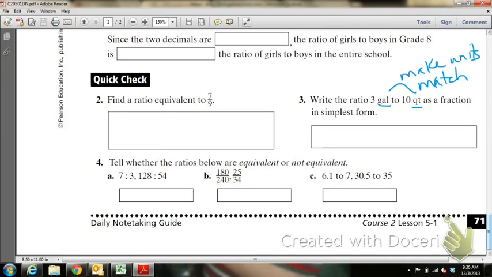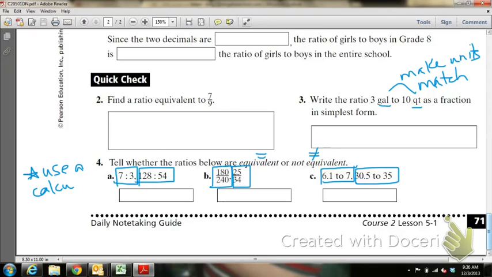And then in number 4, tell whether these ratios, here's one ratio, here's the other ratio. Here's 1 to 7, and then here's the other one, and 180. The fractions are a little bit easier to see. Tell whether these two ratios are equivalent, meaning they're equal, or not equivalent. They're not equal. And it's easier to use a calculator for this. If they divide to be the same decimal, say yes. If not, say no. So pause the video and try those quick checks, and we'll check your work in class.